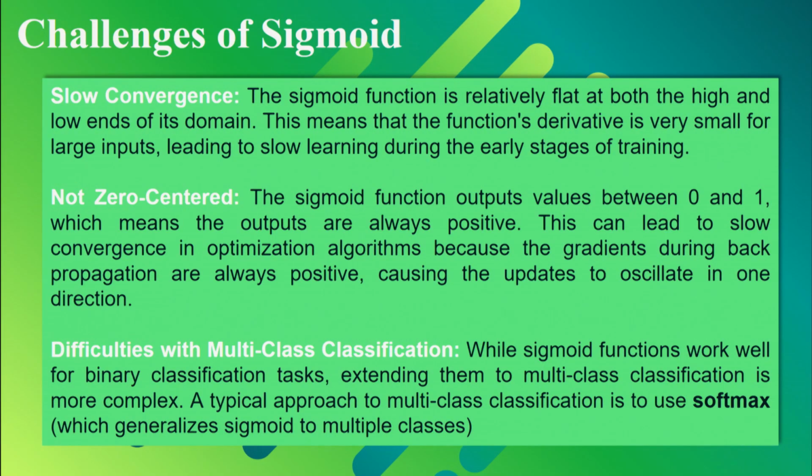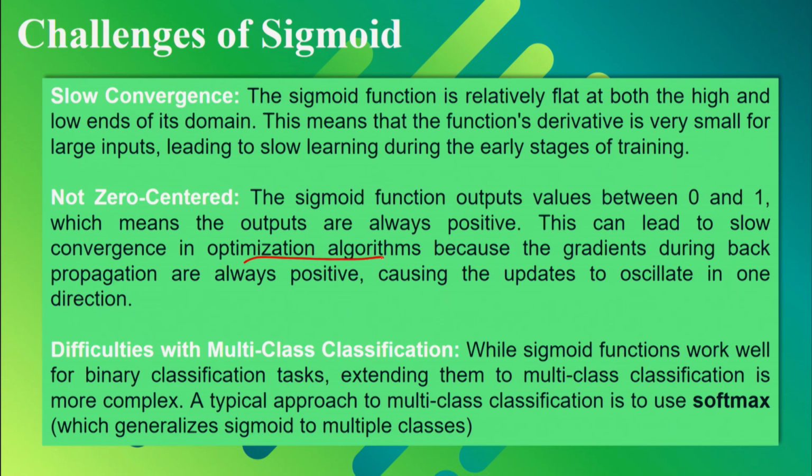Next, it is not zero centered. That means the sigmoid function always outputs values between zero and one, which are always positive, and its values will not oscillate to the other direction. It always moves in one single direction. That means there might be slow convergence in the case of optimization algorithms.